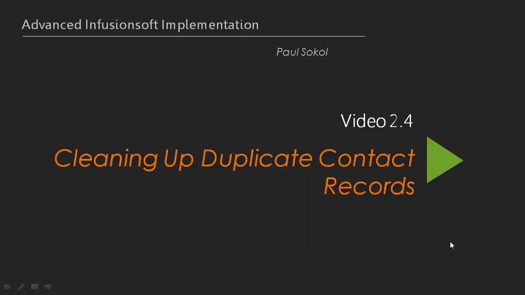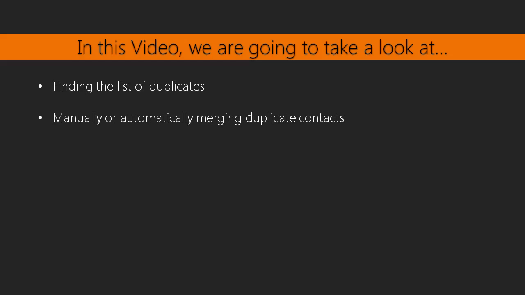In this video, we're going to look at cleaning up duplicate contact records. In the last video, we went through a process that only returned a list of contacts that the system thinks may be duplicates. It's still necessary to merge any duplicate records that it may have found. So that's what we're going to do in this video: find that list of duplicates and then either manually or automatically merge any duplicate contacts it finds.